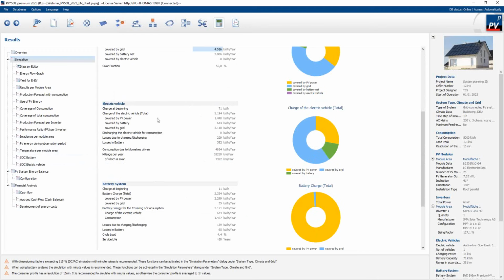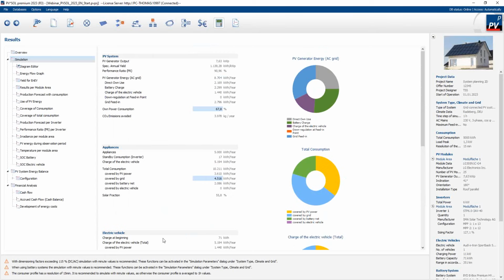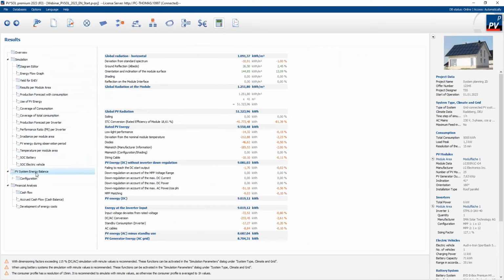Then further information about the electric vehicle, how much mileage we can drive with solar, and another piece of information about the battery system: the battery charge in total, as well as consumption covered by PV power. Then there are other graphs available, and also the system energy balance, where you can see what's coming into the system and where it is going.